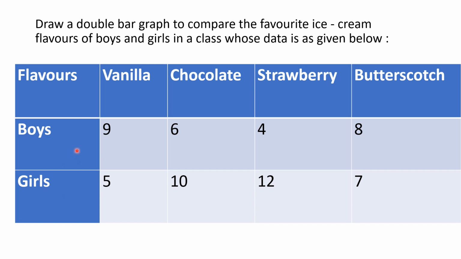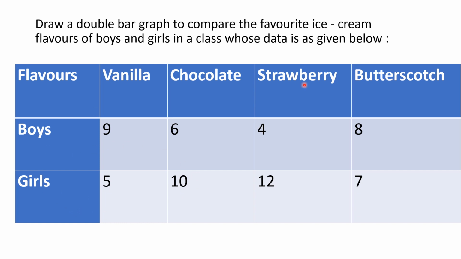Vanilla ice cream is liked by 9 boys and 5 girls. Chocolate ice cream is liked by 6 boys and 10 girls. Strawberry ice cream is liked by 4 boys and 12 girls. Butterscotch ice cream is liked by 8 boys and 7 girls.